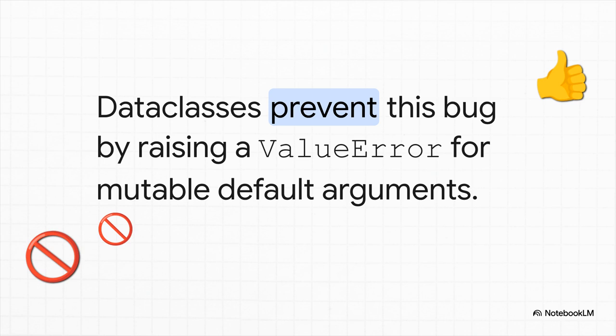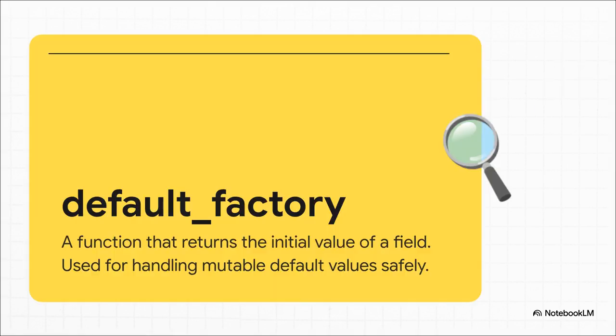It's preventing a bug where every single deck you create would accidentally share the exact same list of cards. Imagine shuffling one deck and having all of them change. It would be a disaster. So, the solution, the crucial piece of the puzzle, is something called default factory. Here's the idea. Instead of giving it a pre-made value, you give it a function, a factory, that knows how to create that value. This function gets called every single time a new object is made, guaranteeing that each one gets its own brand new, unique default.